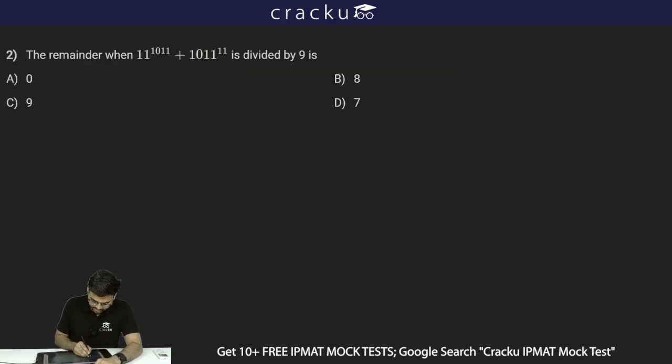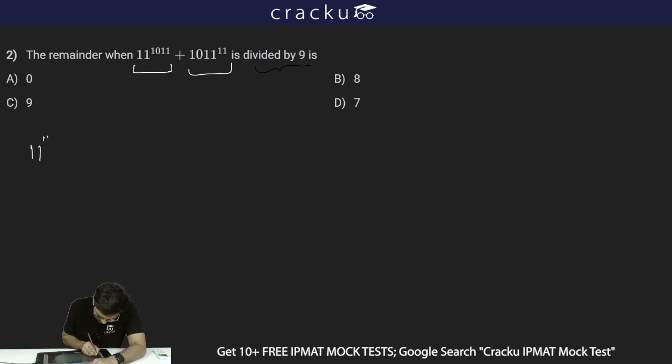The next question is asking for the remainder when 11 to the power 1011 plus 1011 to the power 11 is divided by 9. So we have to find the remainder. Let's see what is the remainder for 11 to the power 1011 when divided by 9, and then we will figure out the remainder for 1011 to the power 11 when divided by 9, and then we will add up the remainders.